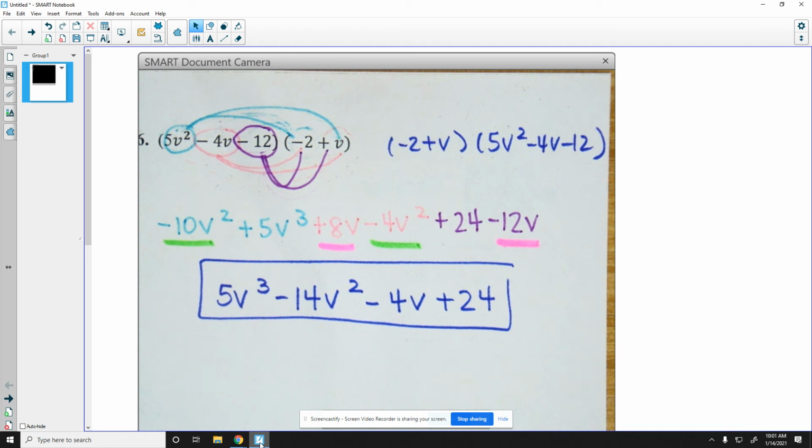Okay, did we get 5v to the third minus 14v squared minus 4v plus 24? Hopefully. Okay, so again, especially you online kids, because you've been very, very quiet, if you have any questions, if you're not getting these answers, please make sure you ask, okay? Because I want to make sure you understand this. This is the most basic of it. It only gets harder from here. So if you don't understand this, everything after will be confusing, because we're going to have to apply this in future lessons.